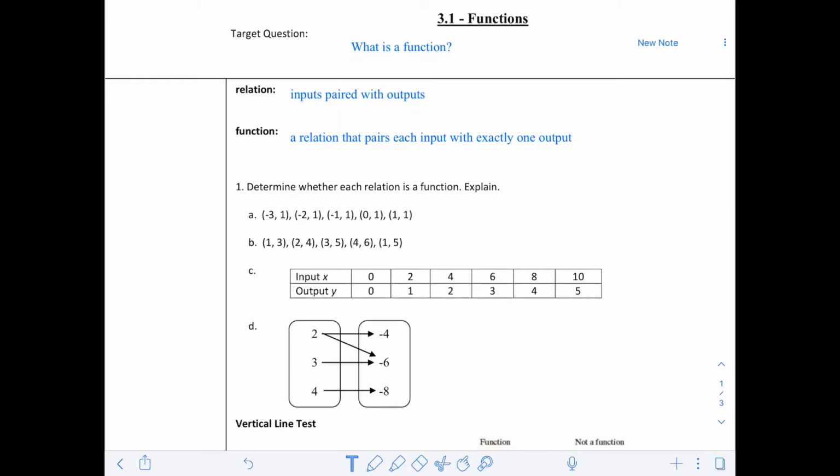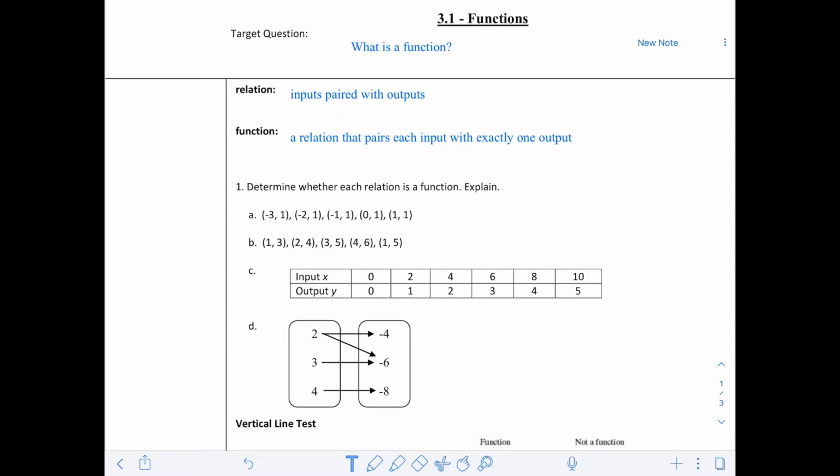This is lesson 3.1, functions. And today we're going to look at what is a function. You may or may not have heard of these before, but what we're going to do is go through the different properties of functions and exactly how they operate. But let's start with a couple of definitions first.